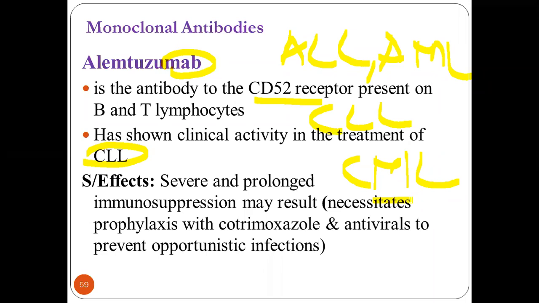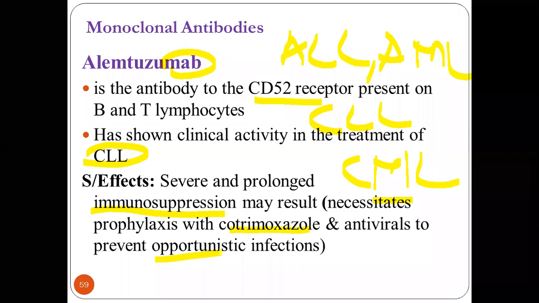Then, in terms of side effects, in general, when someone is taking monoclonal antibodies, the possibility of a hypersensitivity reaction is very, very high. So you have to watch out for this. A possible hypersensitivity reaction is usually expected. But apart from that, depending on the type of monoclonal antibody, we expect different types of side effects. For example, for this one, immunosuppression can be expected. Because of that, prophylaxis with cotrimoxazole and antiviral agents is usually given to prevent opportunistic infection.